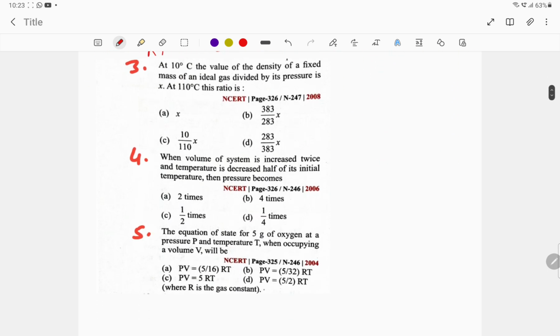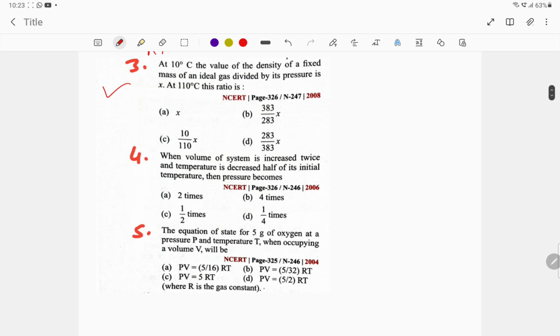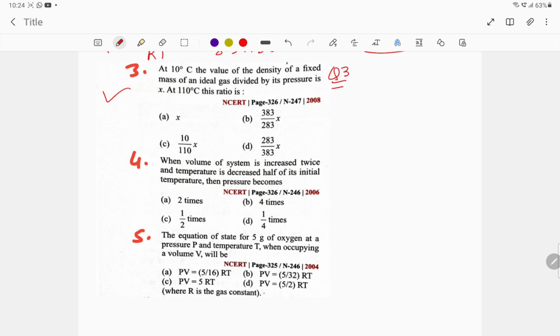Now next is question number 3. So question number 3 में कहा आपसे कि at 10 degrees Celsius the value of the density of a fixed mass of an ideal gas divided by its pressure is x. At 110 degrees Celsius this ratio is. So let the mass be m at a fixed temperature and pressure, volume is fixed. So density of the gas, rho, is equal to mass upon volume.